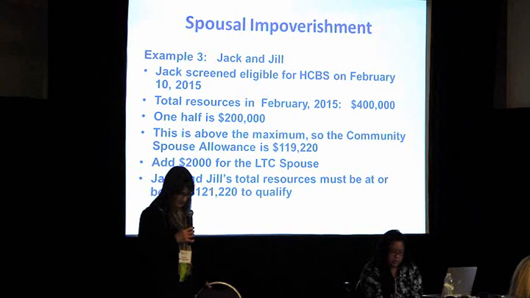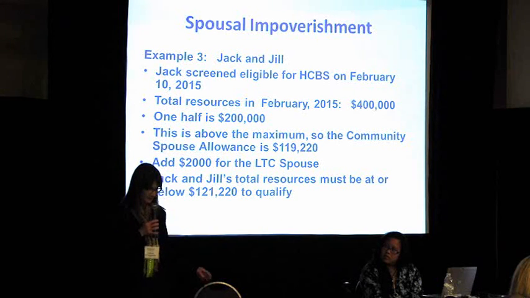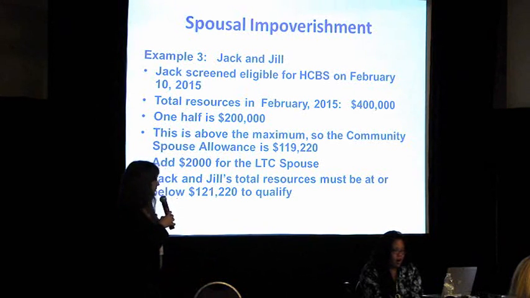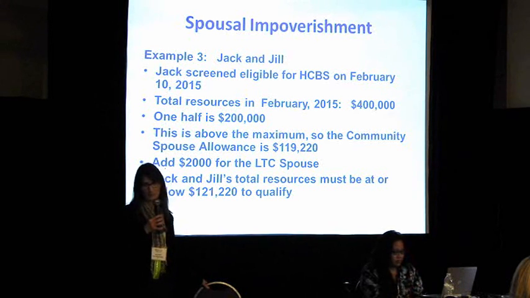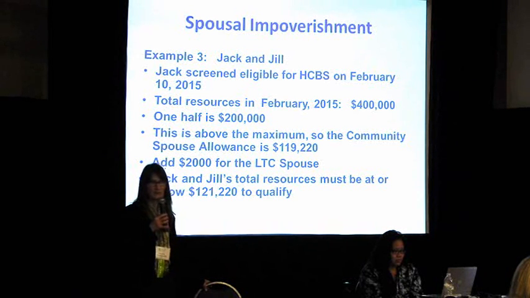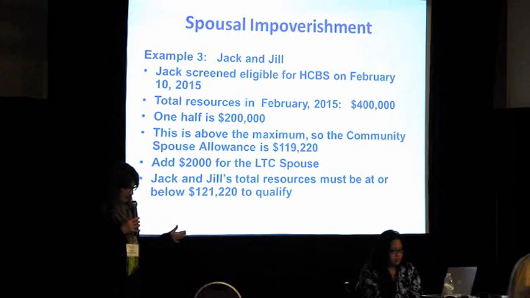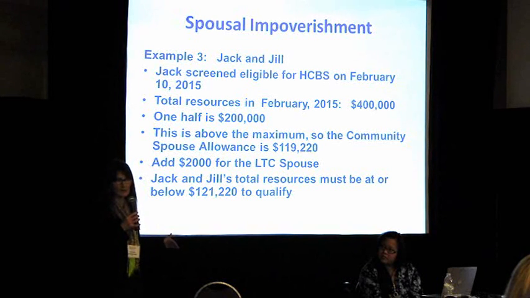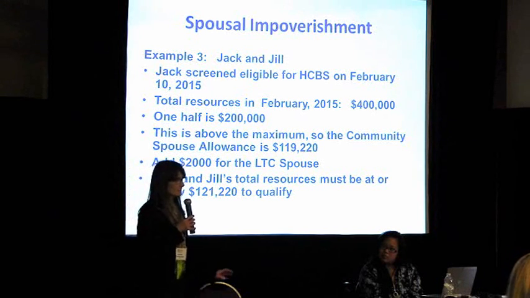His total resources in February, their total resources were $400,000. So that month they had $400,000 in total resources. So we divide that in half. Half of that is $200,000, but there's a maximum. The maximum resource allowance is $119,220. So that would mean that because they're over that maximum, they could only have $119,220. Plus, Jack still gets $2,000, so that couple would have to spend their assets down to $121,220 before they would be eligible, or before Jack would be eligible.